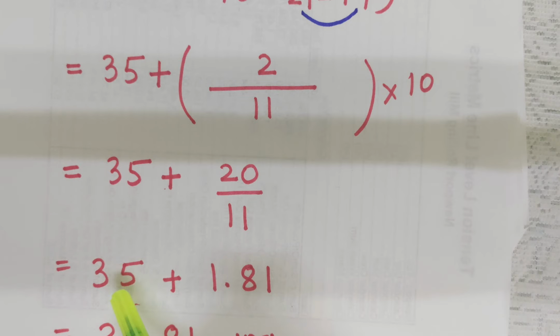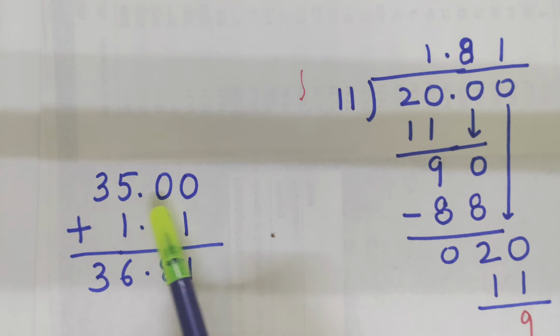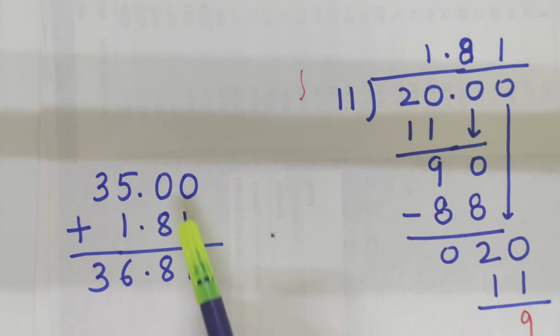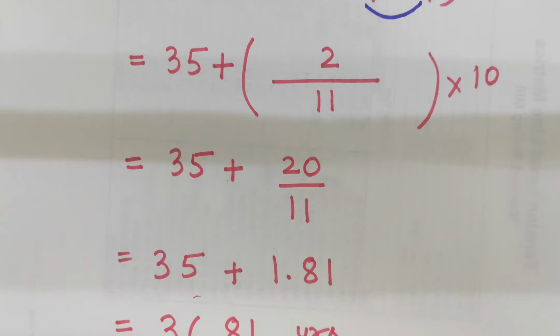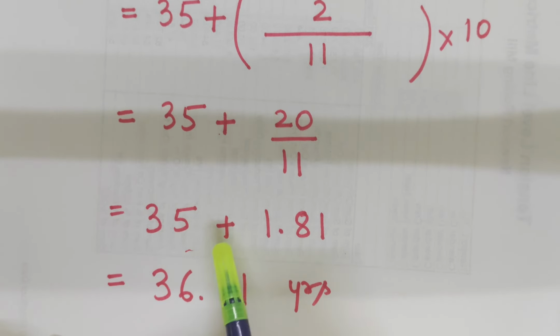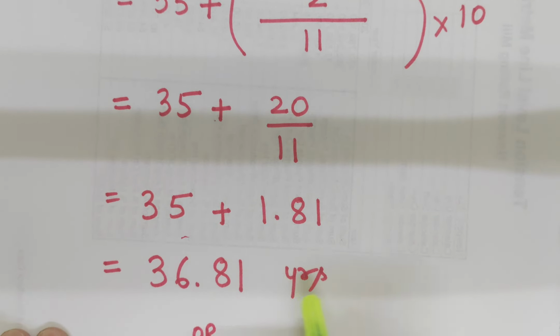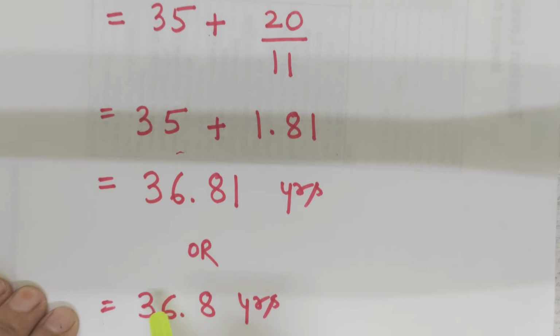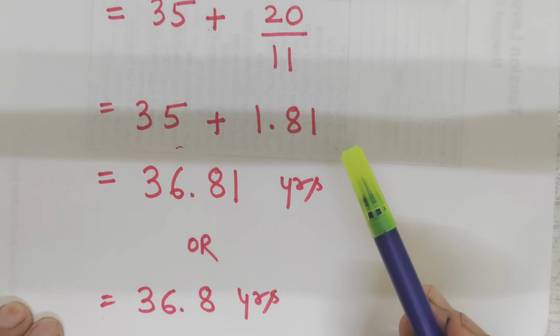When you add 35 and 1.81, 35.00 and 1.81 will give us 36.81. So 35 plus 1.81 gives us 36.81 years, or we can write 36.8 years. This is the mode of this data.